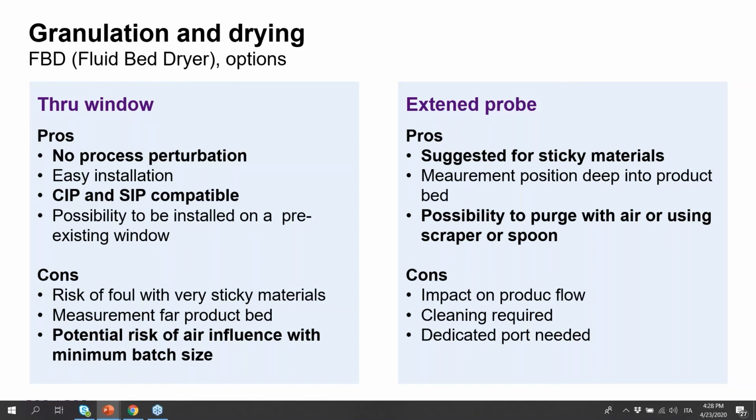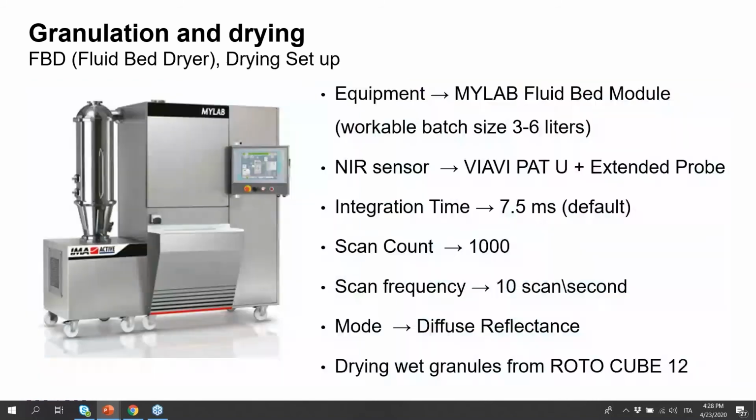The extended probe is suggested when you have a very sticky material, because like this you can put the probe more inside, so the fact that there is a pooling or a cross on the probe is less probable than using a welded flange. And eventually going inside, you can part with air, have a scraper or a spoon. Obviously, it's a little bit more perturbative because you are putting something inside the fluid bed dryer.